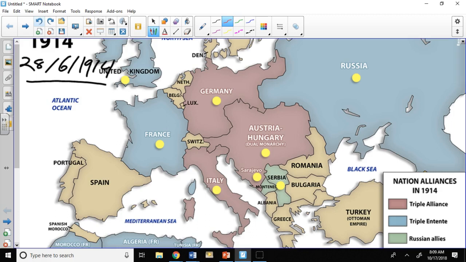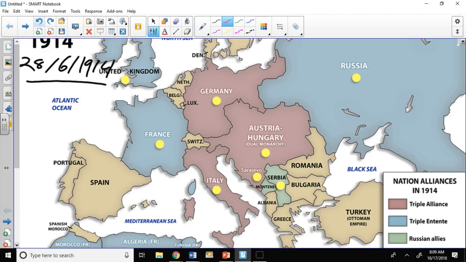His driver is going to take a wrong turn. We have 19-year-old Gavrilo Princip, a Serbian nationalist from the Black Hand movement. He is a student sitting at a coffee shop, sees what is going on, takes out his pistol and assassinates Archduke Franz Ferdinand and his pregnant wife, killing them.